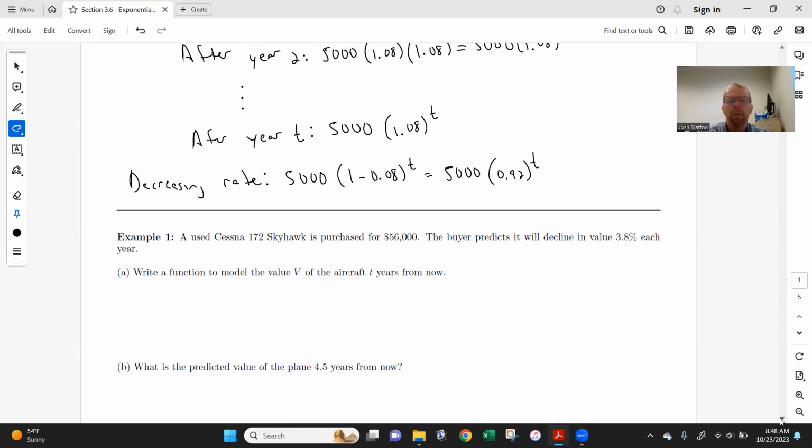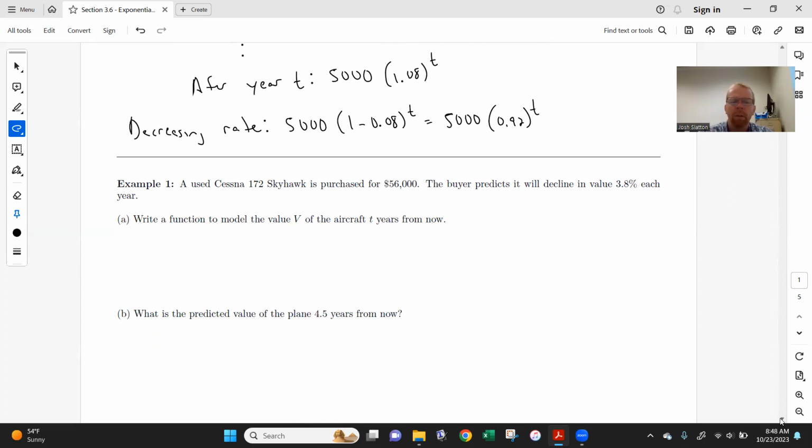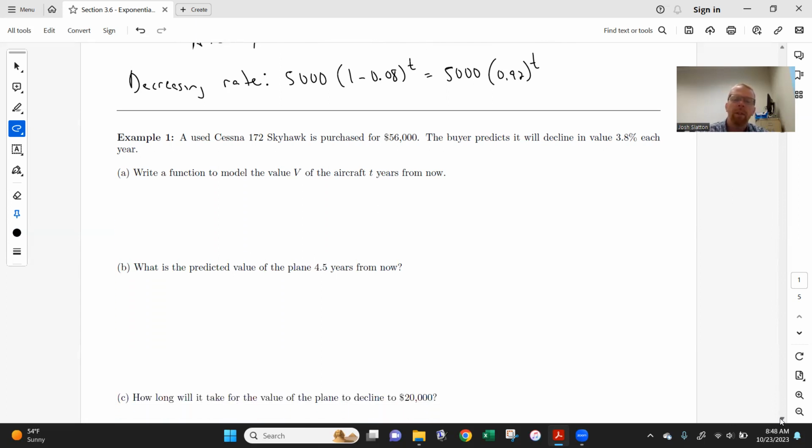So for the first example, we have a used Cessna 172 Skyhawk. It is purchased for $56,000. The buyer predicts it will decline in value 3.8% each year. So this is a decline, and we're going to use the decreasing rate. Our decreasing rate would be 1 minus 0.038, which is 0.962.